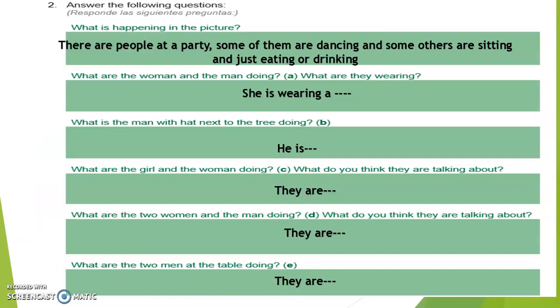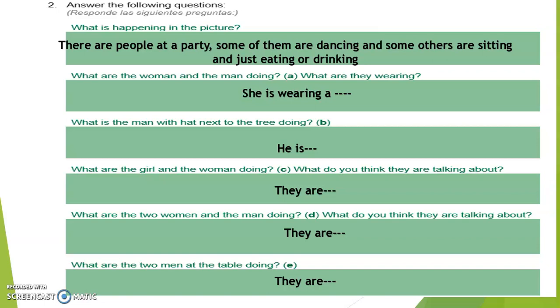You need to answer these questions according to what they're doing. For example, we have what is happening in the picture, and I just added this as an example. There are people at a party. Some of them are dancing, and some others are sitting and just eating or drinking. This is just an example. You can choose whatever you want.